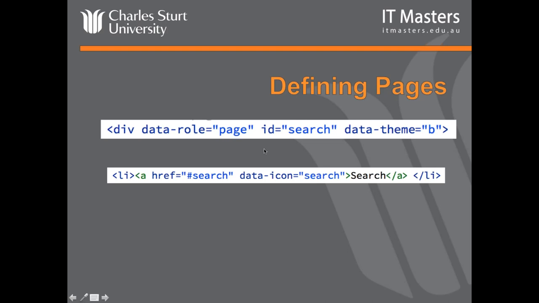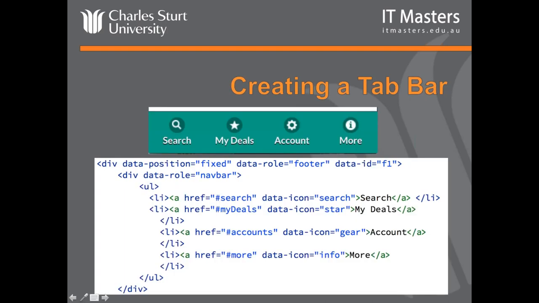So we've looked at how we define pages. Now the tab bar down the bottom here, this is a footer. This is how we define it. So data-role equals footer there. It's important that you say that the data-position is fixed. That locks it to the bottom so it doesn't scroll off the screen.